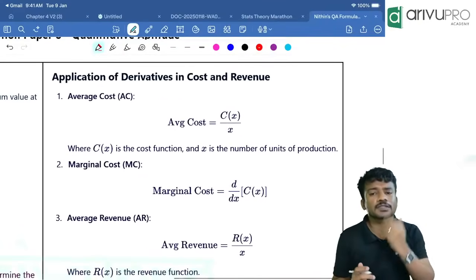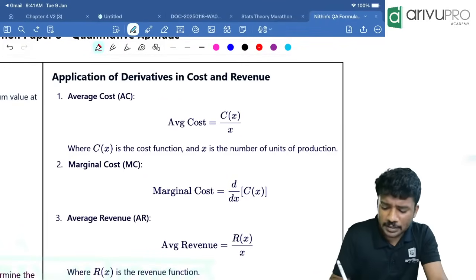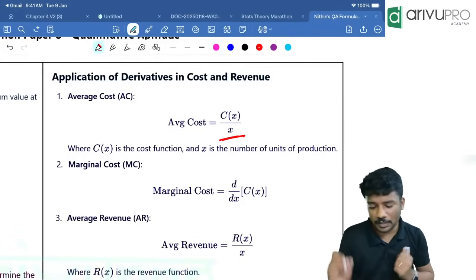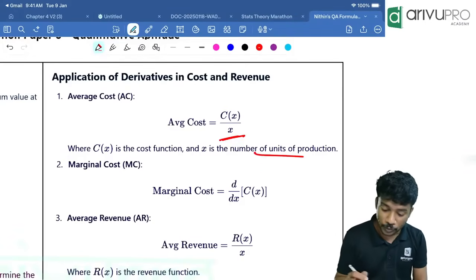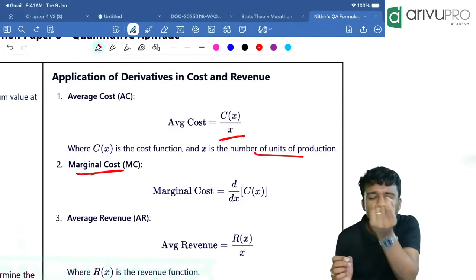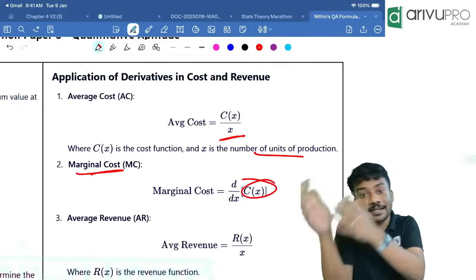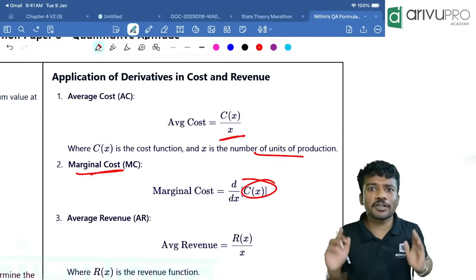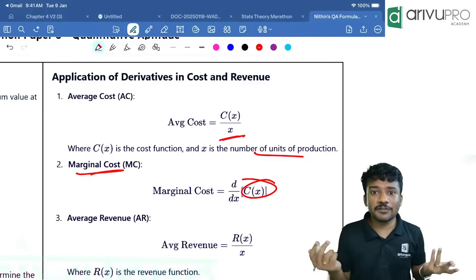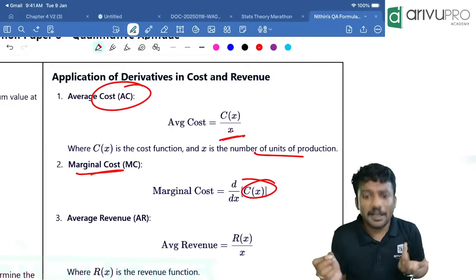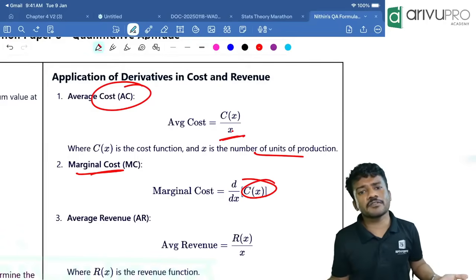Then average cost. How to find average cost? That is nothing but the cost function divided by x. X is what? The number of units produced. Then marginal cost. Marginal cost means what? We will take the derivative of the cost function. Then marginal revenue will be what? Derivative of the revenue function. Then average revenue will be what? Average cost is cost function divided by x, right? Then average revenue will be the revenue function divided by x.